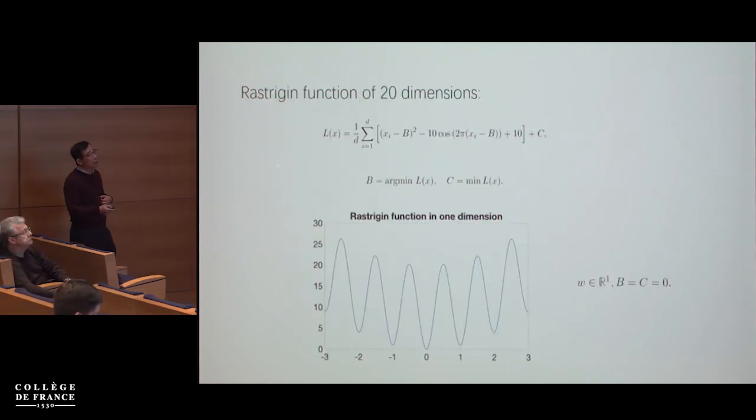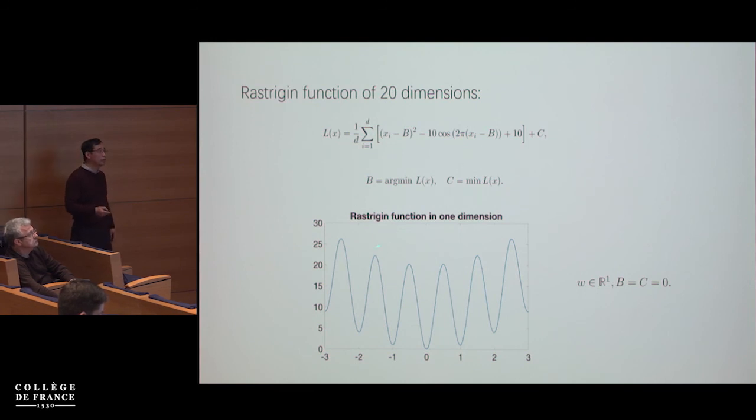So some numeric examples. This is a function of 20 dimensions, and you can see it's highly oscillatory. This is the global minimum. This is a one-dimensional plot of this 20-dimensional function. So this is the global minimum. There are a lot of local minima nearby. So if you use a deterministic method, you get stuck here. That's it.